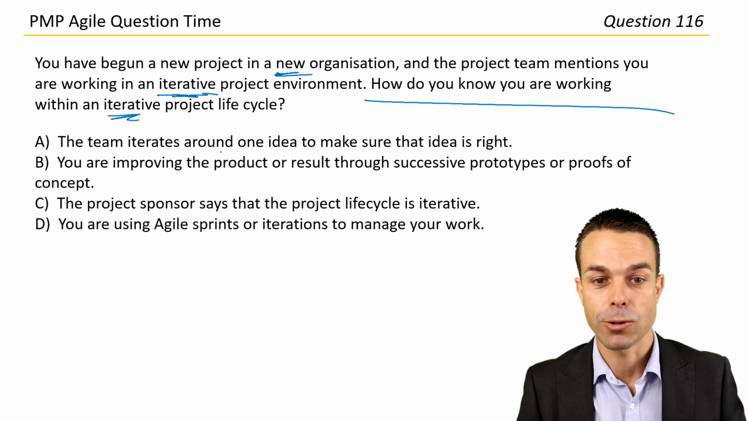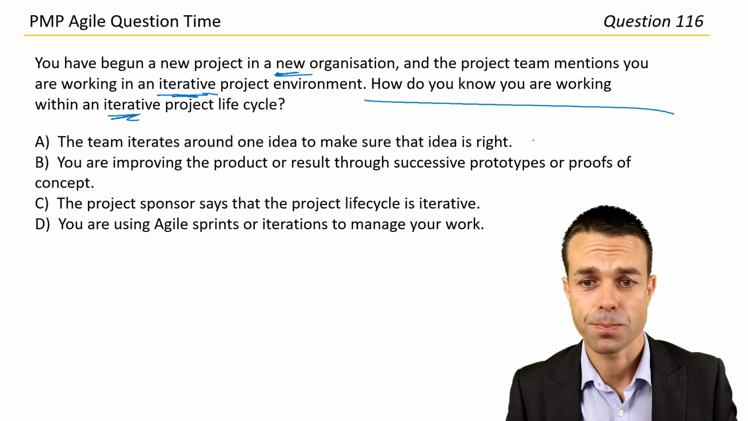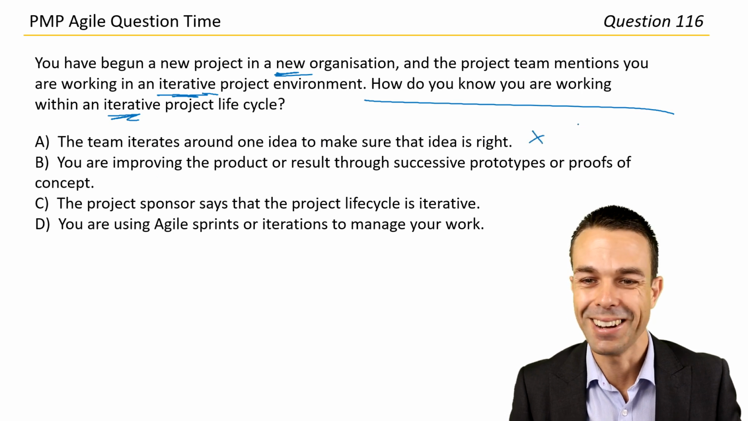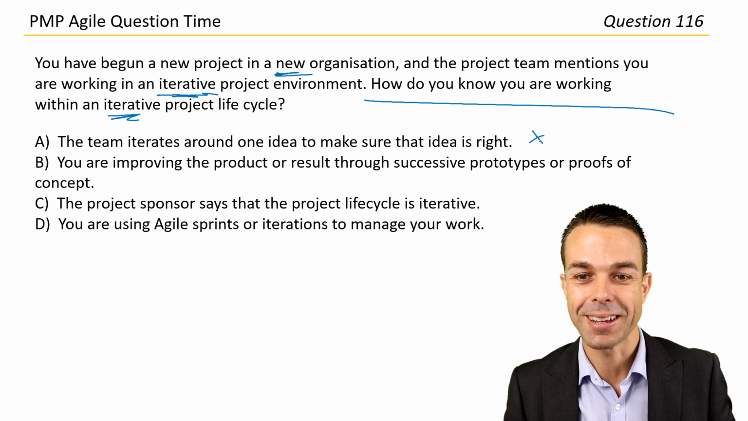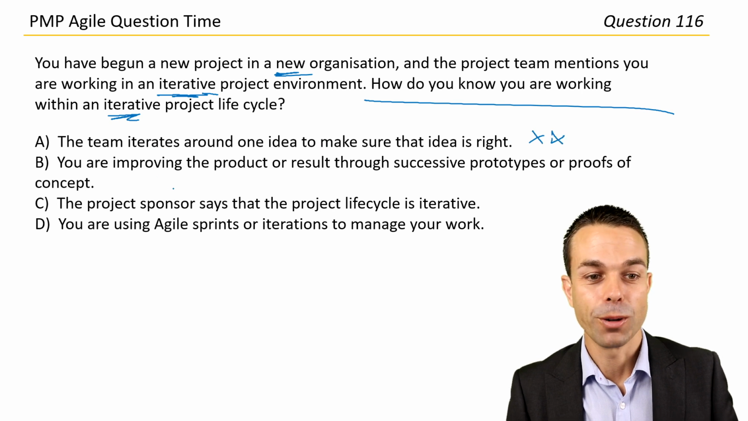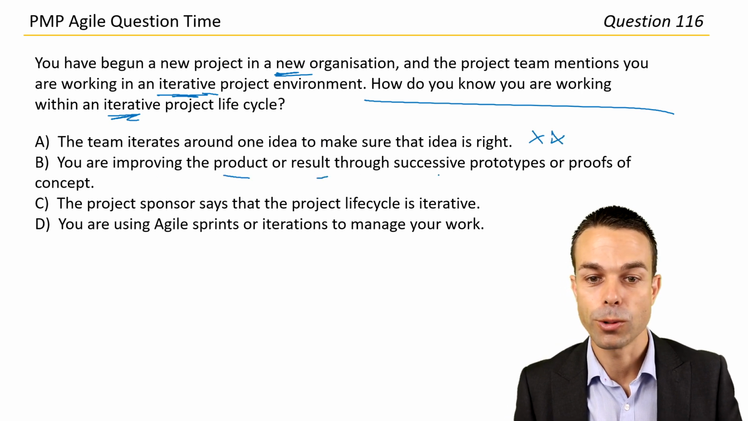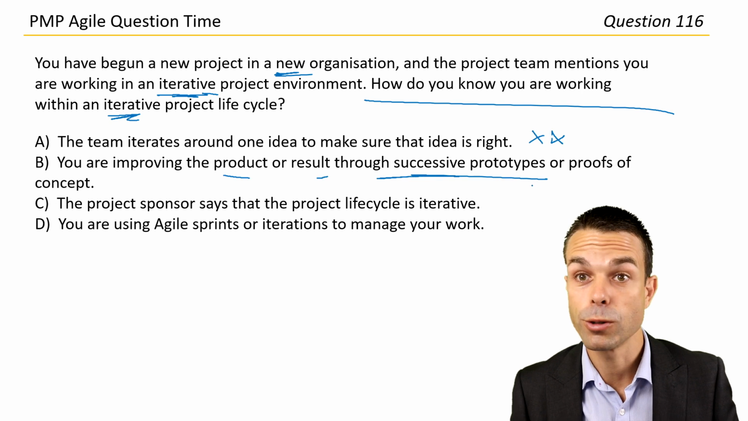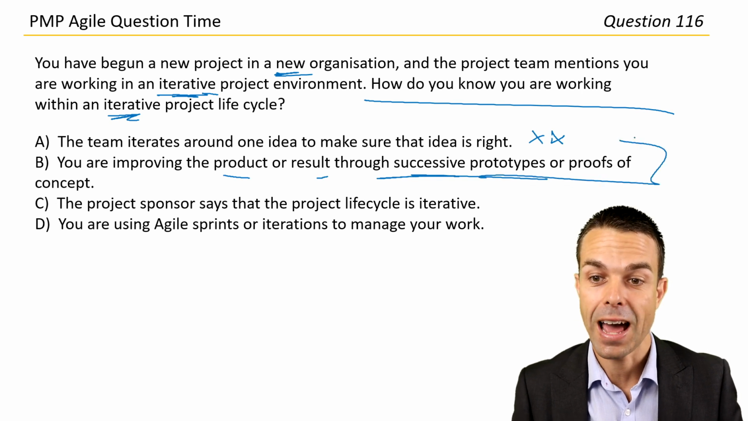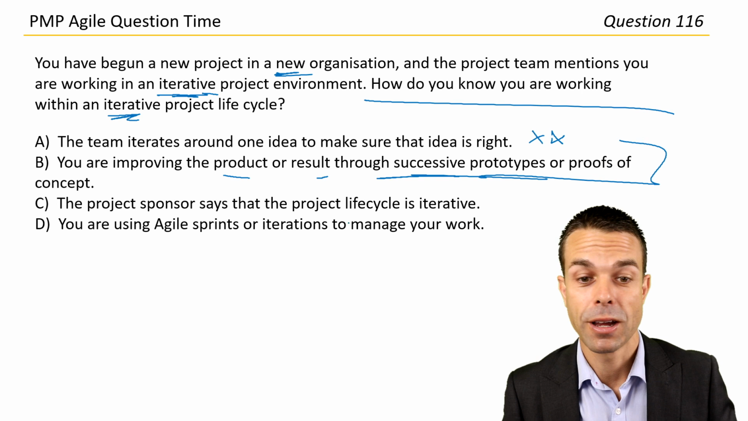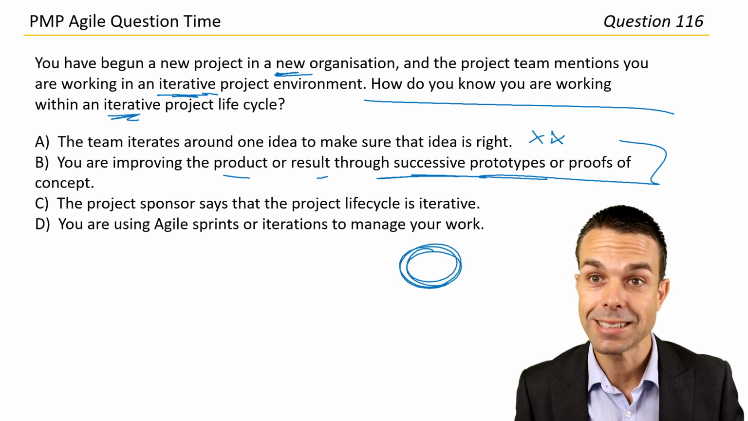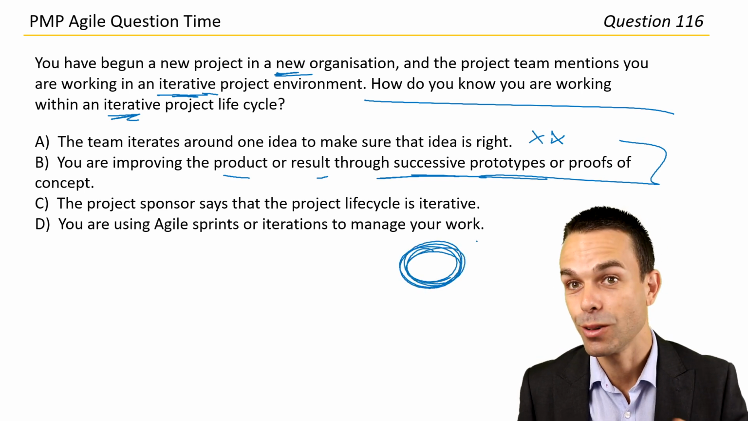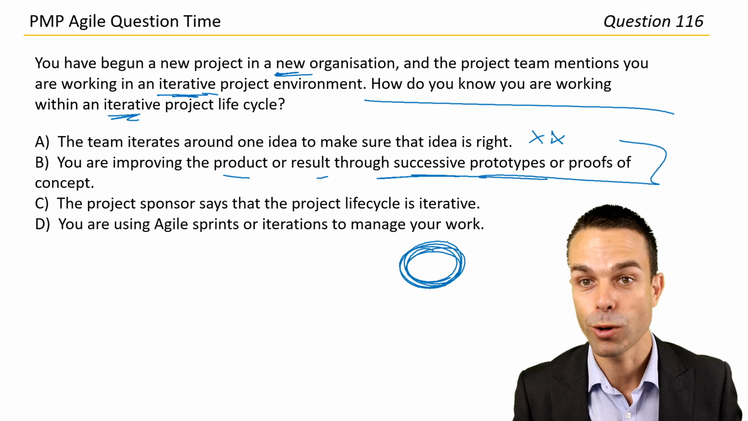The team iterates around one idea to make sure that it's right. No, even though we're using the word iterating, it's not that one. You're improving the product or result through successive prototypes or proofs of concept. Yes, absolutely. And what is iterative? So iterative, we have one release at the end still. So don't be fooled. It's just like a waterfall approach.